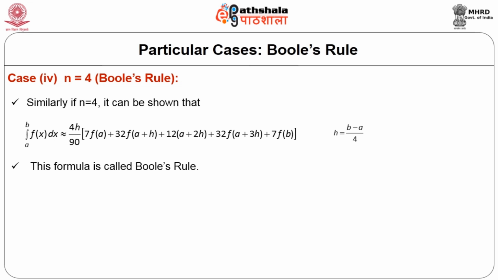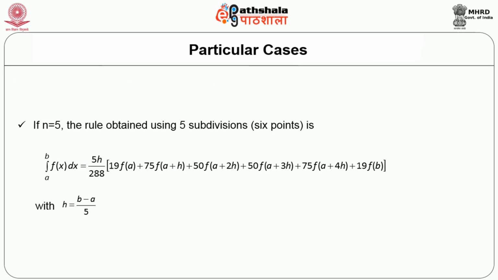is called Boole's rule. If we further proceed ahead and divide the interval into 5 subdivisions, that is n equal to 5, 6 points, then the integral a to b f(x) dx is 5h by 288, and in the bracket we get 19 f(a) plus 75 f(a plus h) plus 50 into f(a plus 2h) plus 50 into f(a plus 3h) plus 75 f(a plus 4h) plus 19 f(b), where h is (b minus a) by 5. So this is how any order Newton-Cotes integration formula can be derived from the Newton-Cotes coefficients.